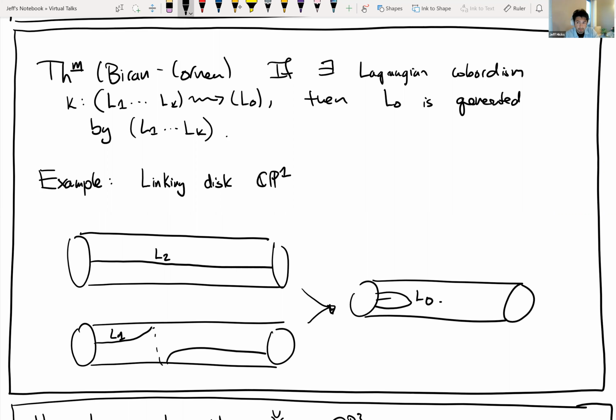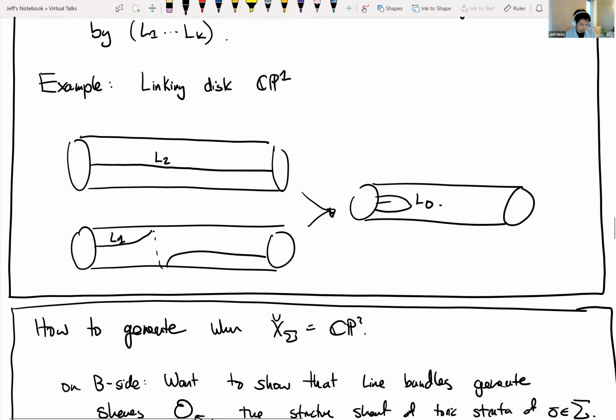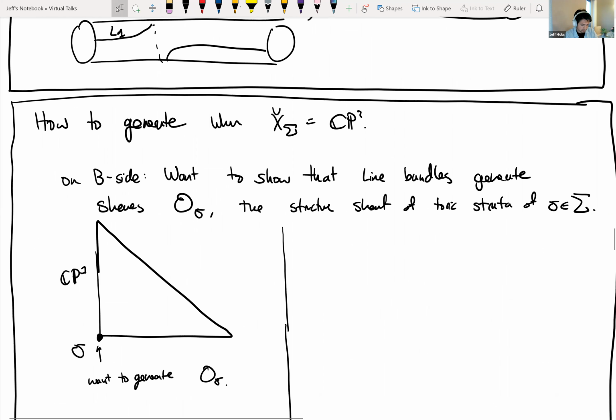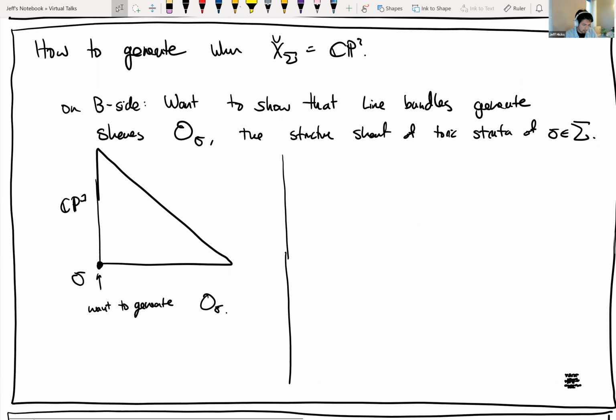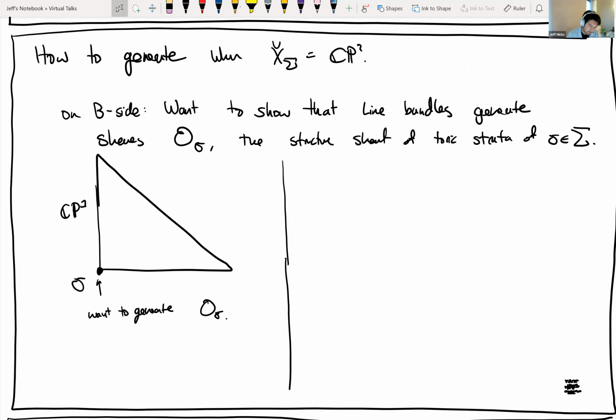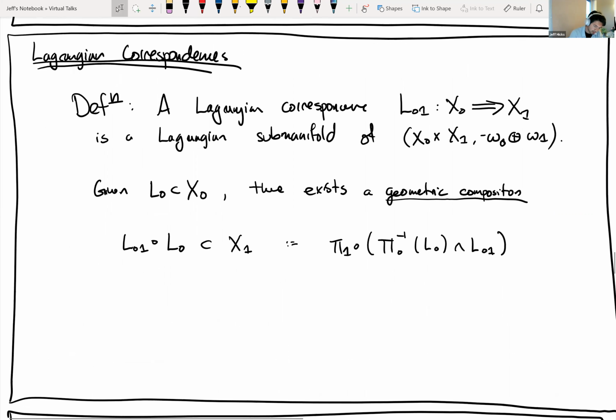So this tells us how we're going to be building these Lagrangians. We're going to be building them by using these Lagrangian cobordisms. Now I'm going to tell you the step that we're going to use for the inductive argument.